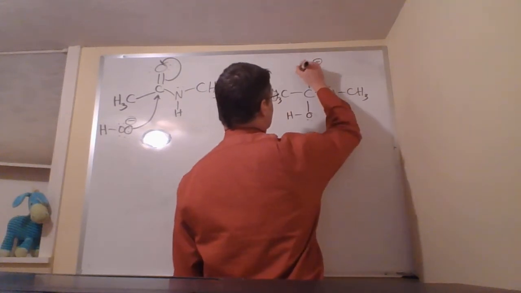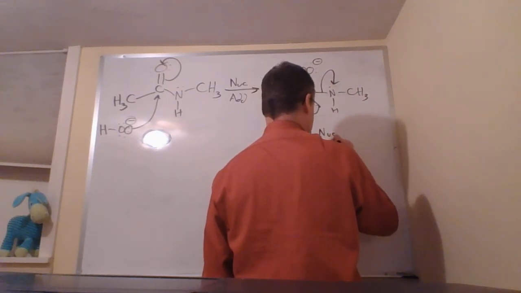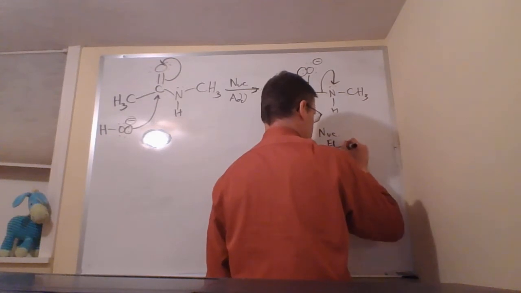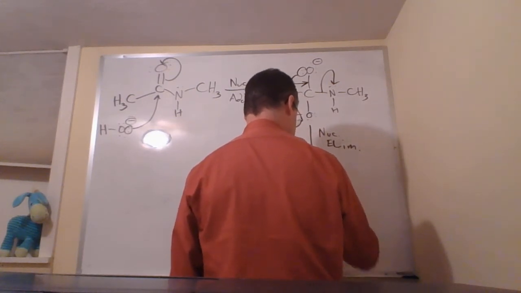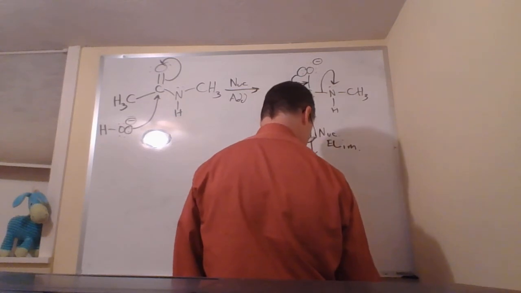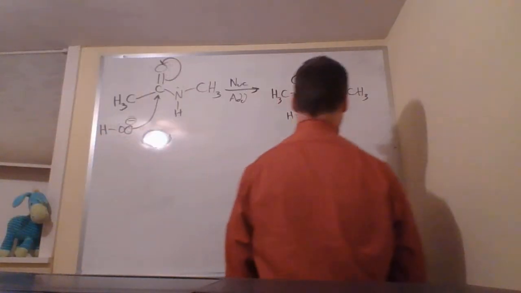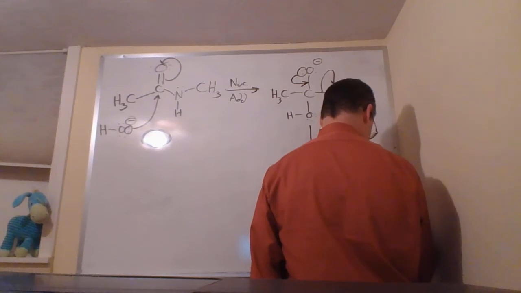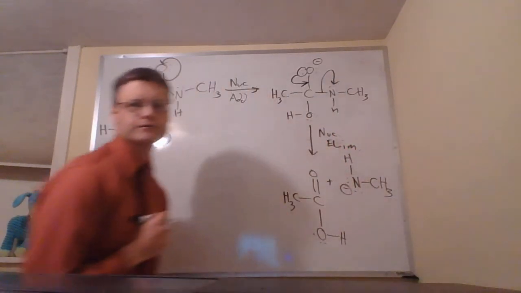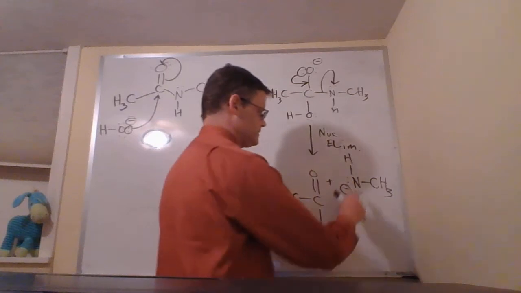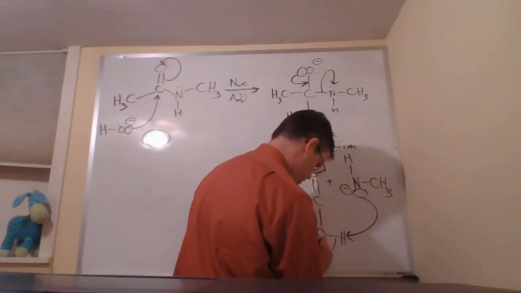And then this is going to leave. That's a nucleophile elimination. And that gets us to a carboxylic acid after that, plus the conjugate base of methylamine. This has got a negative charge on it. This is fairly basic. This is a weak acid, so we're going to end this up with a proton transfer.